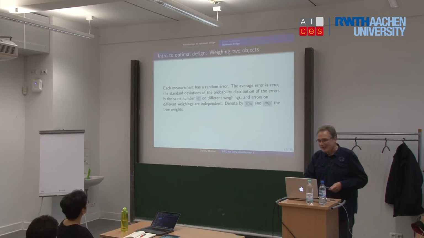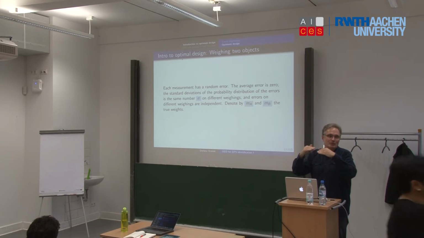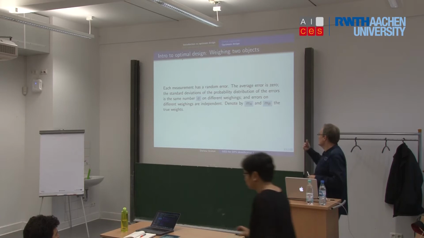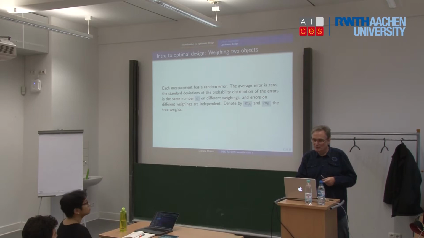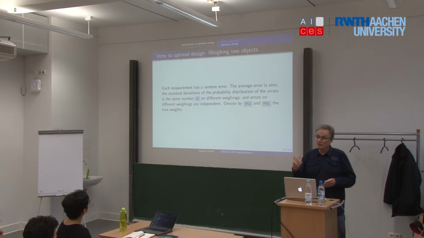It is easy to see that our measurements are a bit noisy. We observe some equilibrium, but it is not necessarily a result which has an infinite precision. So we have some measurement errors which are unavoidable. We can characterize the distribution of these errors by the number sigma, which is the standard deviation of the measurement errors. And assume that we have two objects, A and B, and we want to measure the masses.